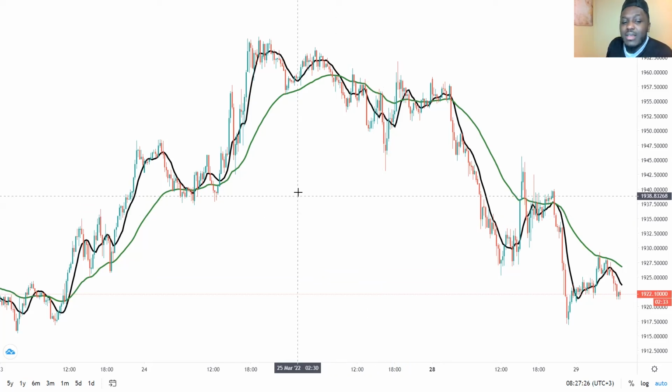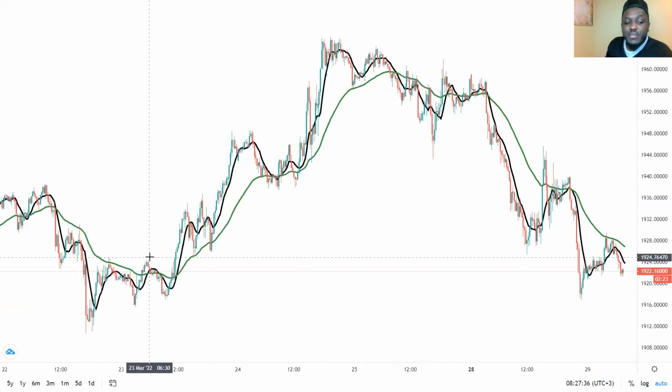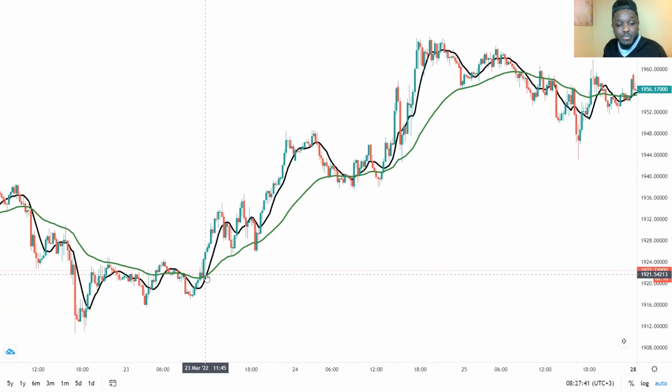So that's one rule. The second rule is simply this: if the smaller moving average, here in our case, is going up and passes through a bigger moving average, that is a confirmation for us. Once the two of them have crossed one another and separated, for example, in our case here, that is a buy entry position.